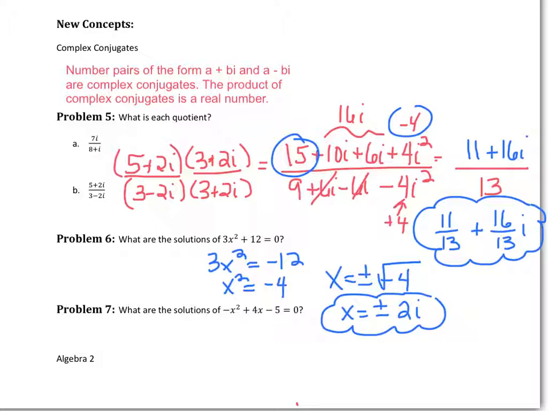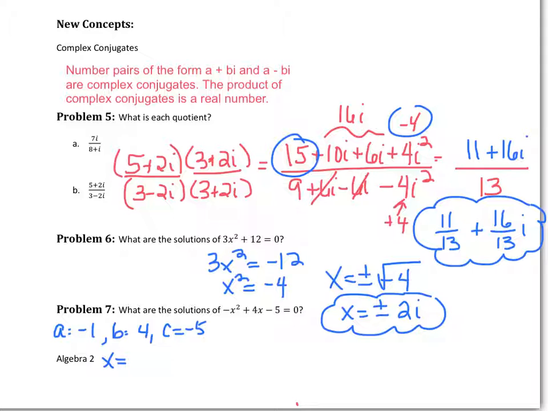And there should be 2 solutions. You got the positive 2i and the negative 2i. Okay, in problem 7, a good example of using complex numbers is to use the quadratic formula. So I want the solutions, and the first thing I want to do is name what A, B, and C would be. A is negative 1, B is 4, and C is equal to negative 5.